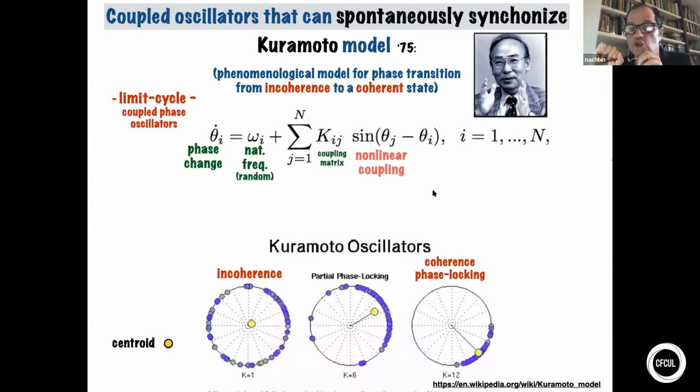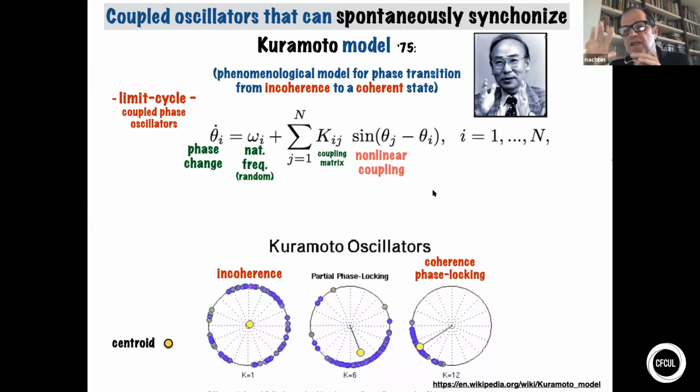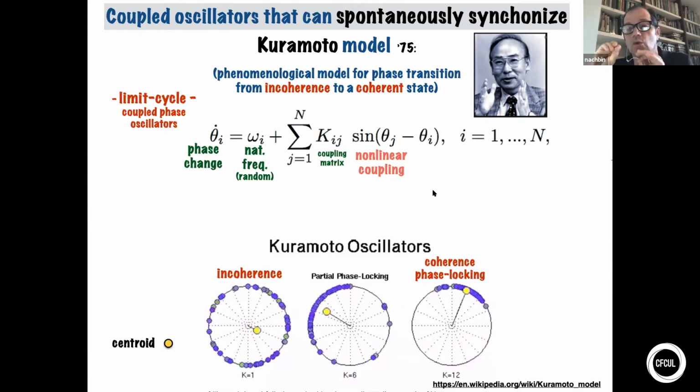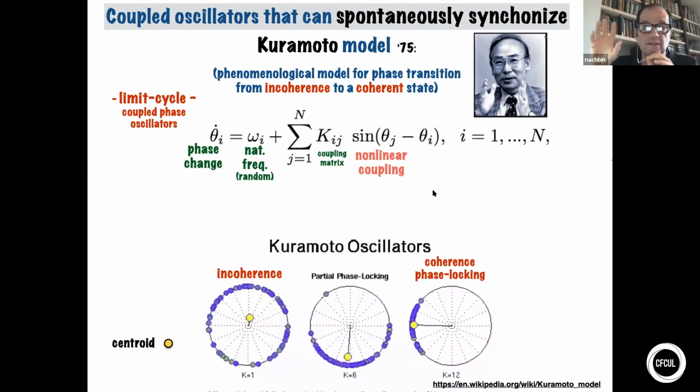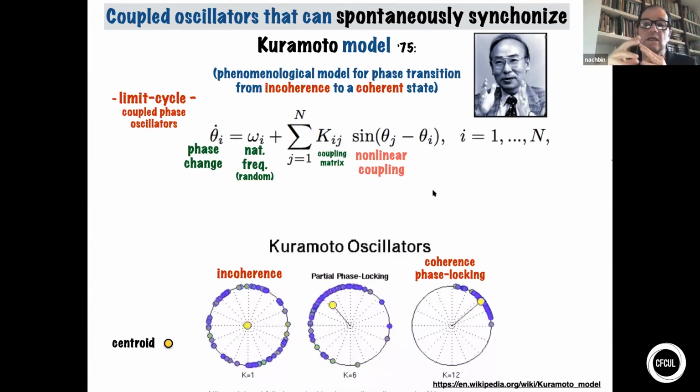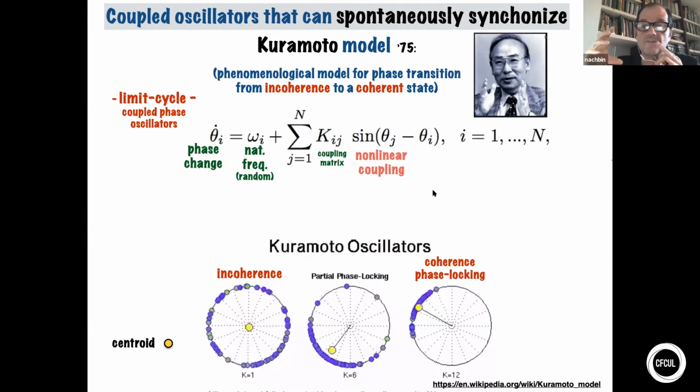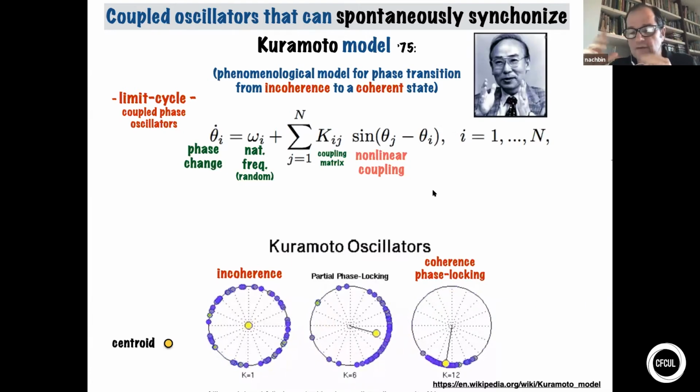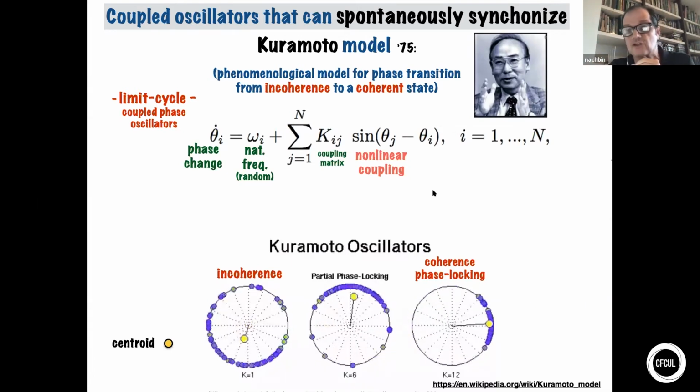So Kuramoto showed that depending on the coupling, you can get phase locking, which is what you see in the bottom right, partial phase locking, and incoherence. And the centroid sort of indicates in what regime you are. But this is basically a model only for the phase. With a droplet, we're looking in phase space. When I look in phase space, I see the radius of the cycles and the angle dynamics both together.